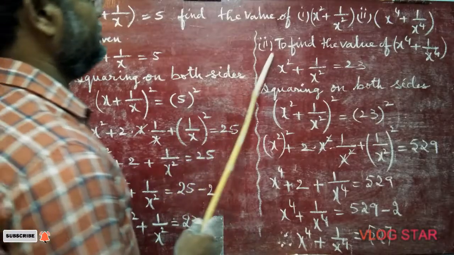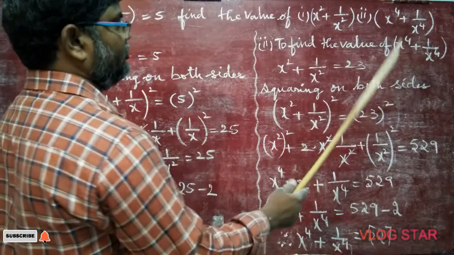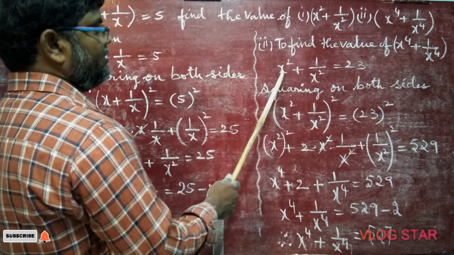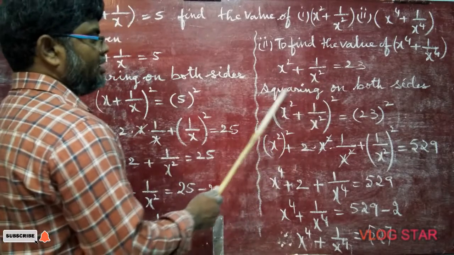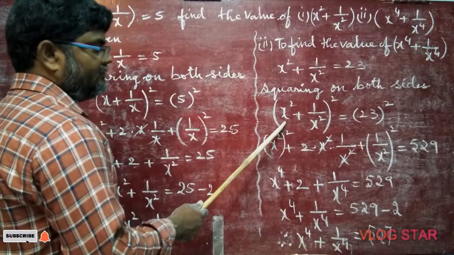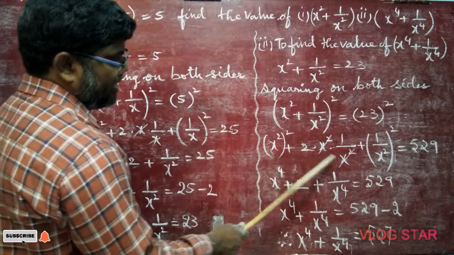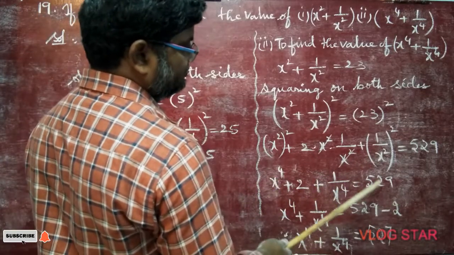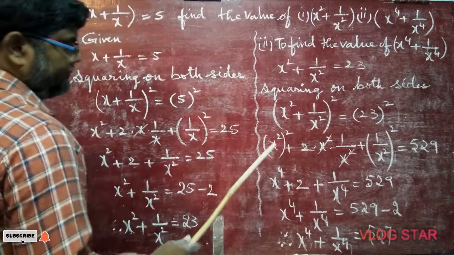Coming to the second bit, to find the value of x⁴ + 1/x⁴. Just now we got the value of x² + 1/x² as 23. Squaring on both sides. Again you have to write the formula: (a + b)² = a² + 2ab + b². Compulsorily you have to mention the formula. What formula are you using here?